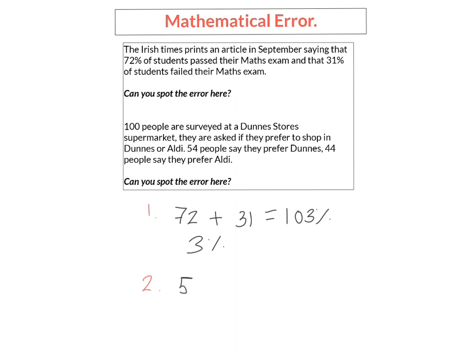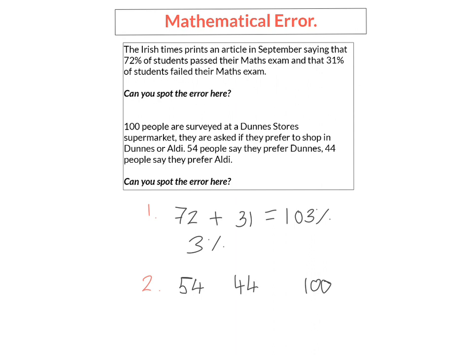Okay, so it says that 54 prefer Dunnes and 44 prefer Aldi, and in total they surveyed 100 people. Now, when you're doing a survey, it's really important that the number of people that you survey, so your sample size, should add up. So when you break it down to the 54 here that said they like Dunnes and 44 that said they like Aldi, that should come up to 100.